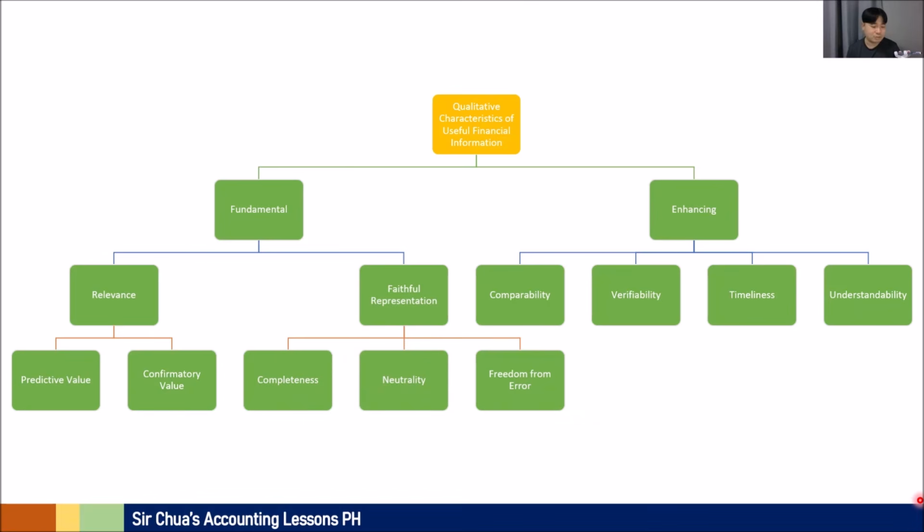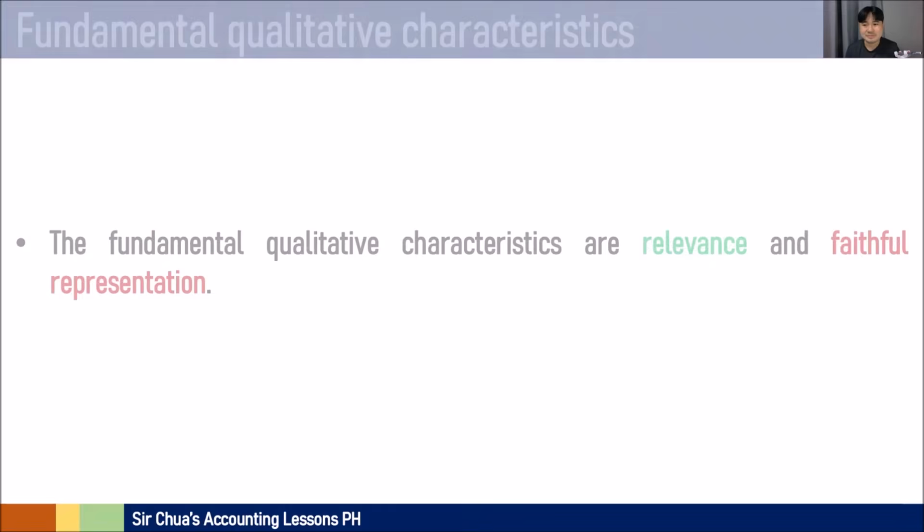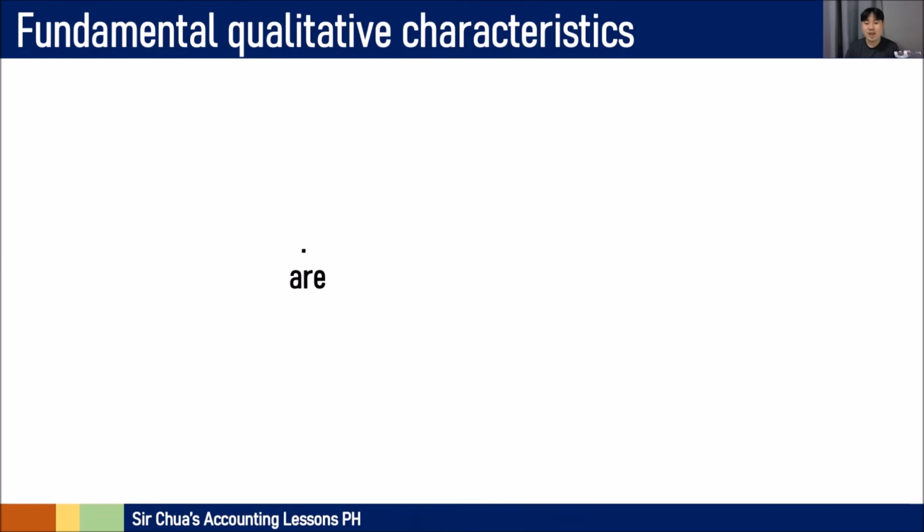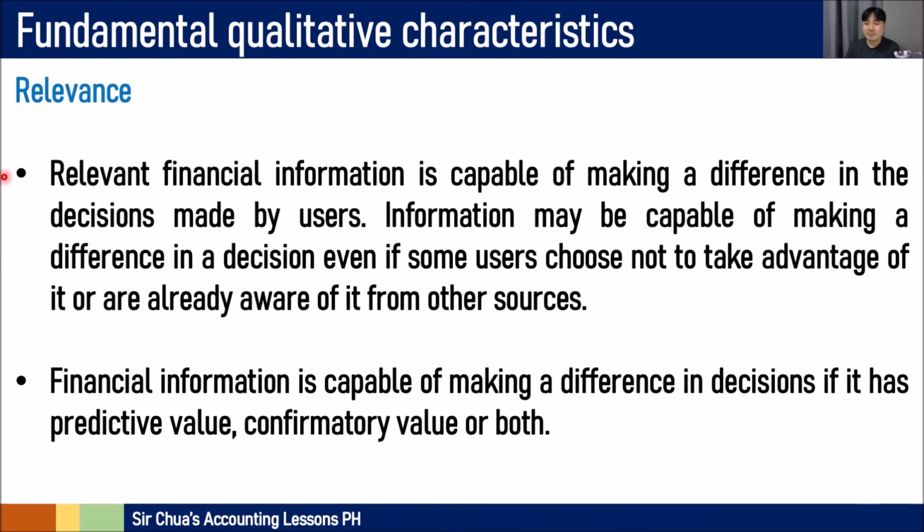Tapos dun po sa ating fundamental qualitative characteristics, to be relevant, the information should possess predictive value and confirmatory value. And then for an information to be faithfully represented, it should be complete, neutral, and free from error. Ngayon po, kung medyo parang mahirap pang intindihin yung mga words na nandito, we'll now discuss them one by one. The fundamental qualitative characteristics of useful financial information are relevance and faithful representation. In short, for a financial information to be useful, it should be relevant and faithfully represented. Okay? Let's start with relevance.